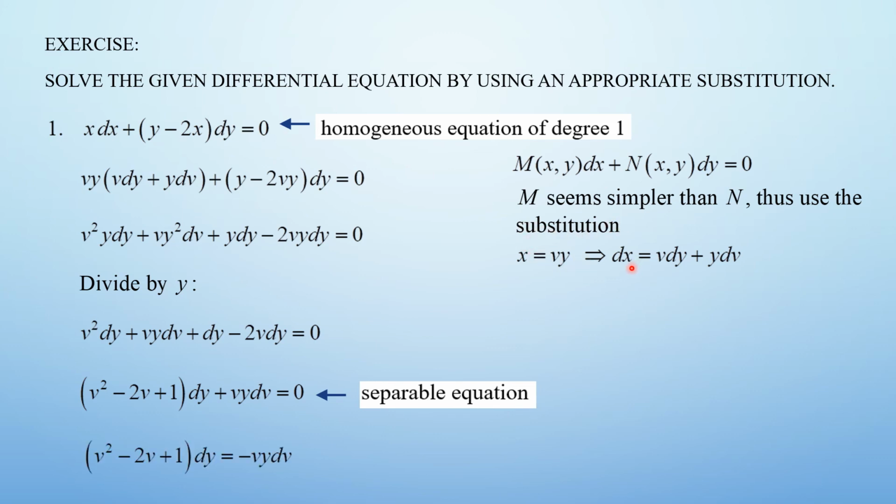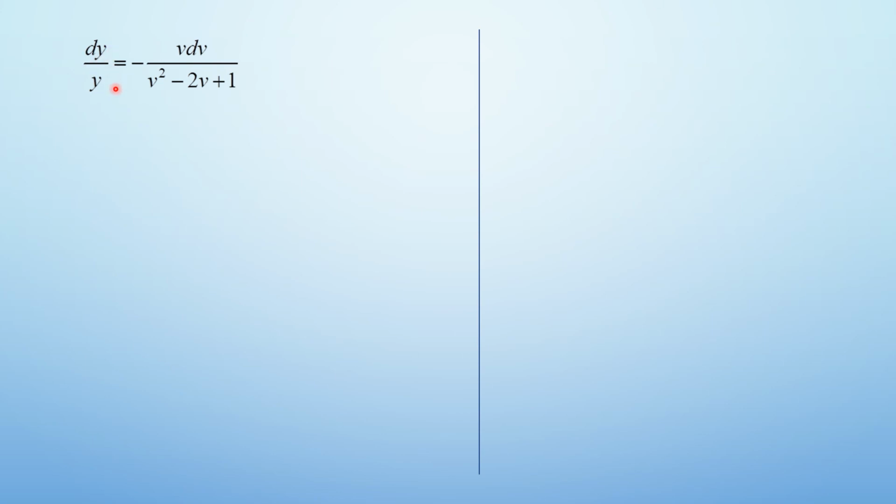We solve the separable equation by first shifting this term to the right side. So we get (v squared minus 2v plus 1) dy equals negative vy dv. Then dy over y equals negative v dv divided by (v squared minus 2v plus 1). We need to evaluate the integral of the function in terms of y with respect to y and the integral of the function in terms of v with respect to v. Take note that the denominator v squared minus 2v plus 1 can be rewritten as (v minus 1) squared.